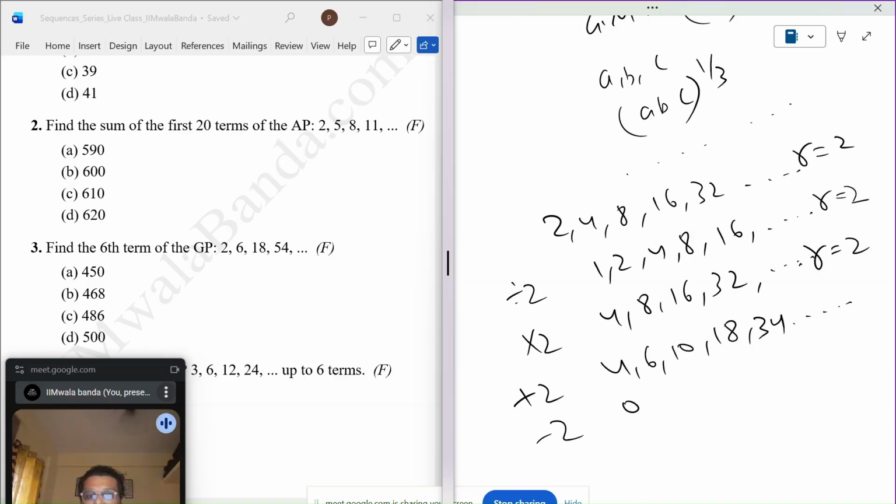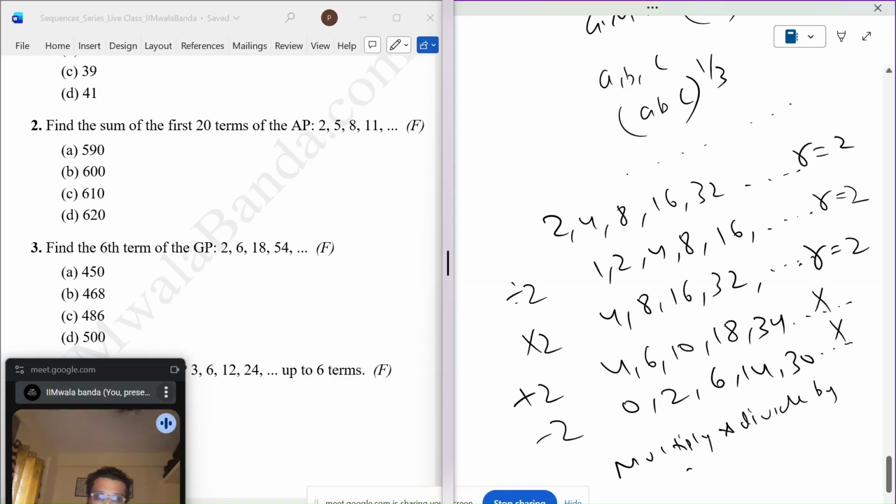And similarly, if you subtract 2, first of all, a 0 can never be a part of any geometric progression, right? But just to understand, you cannot add or subtract, but you can multiply and divide by a constant and it will still be a GP.